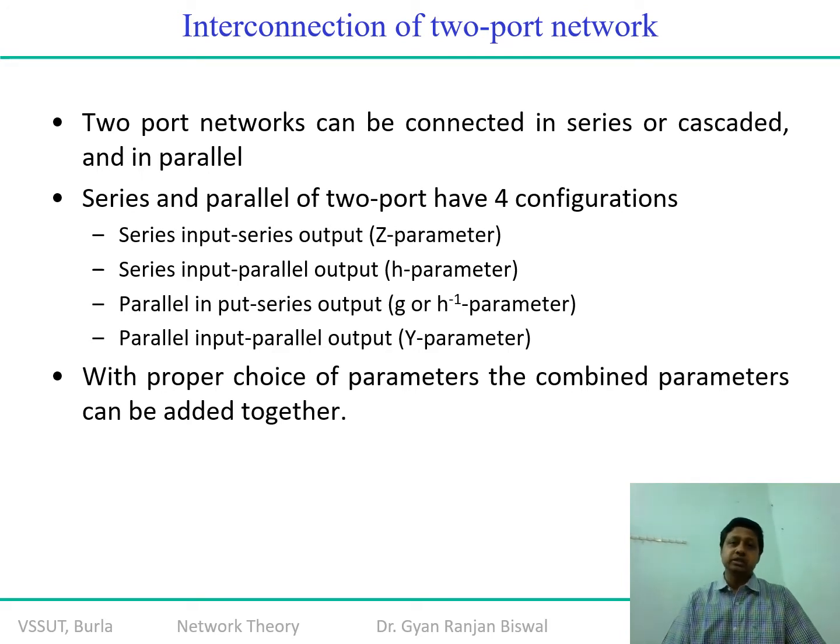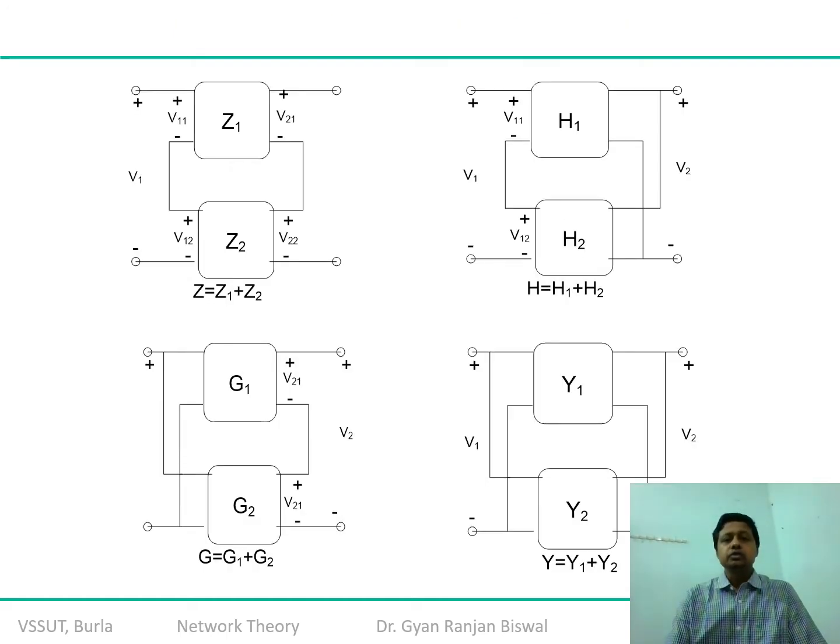So what about the G parameter, which is the inverse of it? It is the reverse: parallel input and serial output. You see this particular diagram, where you have four different possibilities, which shows how the individual quantities of the two-port networks are interconnected with each other.